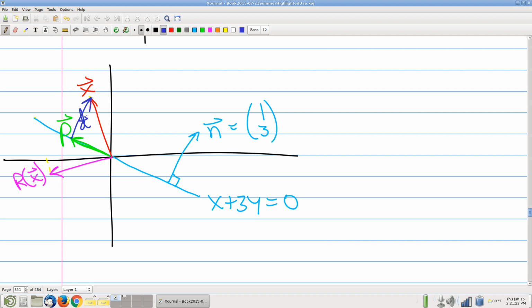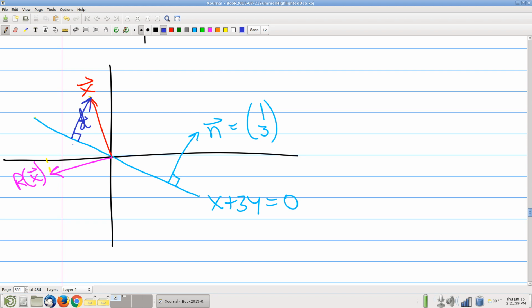If I know d, then I can forget about p. I don't need p at all. If I can figure out what d is, r is x minus 2d. How about that? Okay, so what is d?